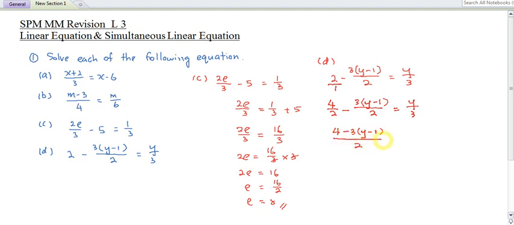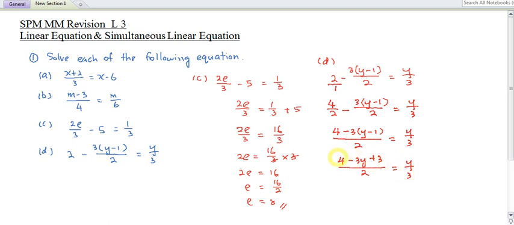Divided by 2 is equal to y over 3. Okay, so I expand the bracket here. It becomes 4 minus 3y. Be careful here. Negative becomes positive. 3 over 2 is equal to y over 3.